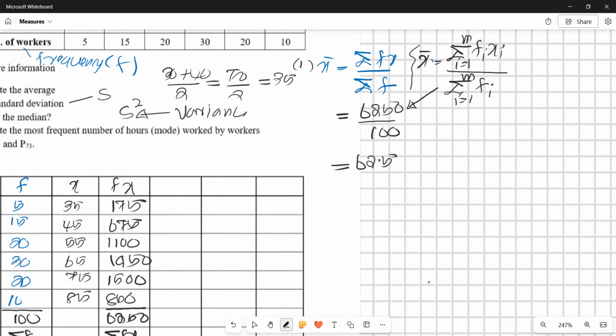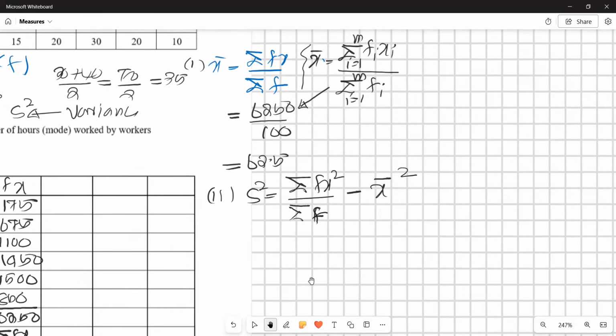But here, I am going to use this one, variance S squared equals sigma fx squared divided by sigma f, minus x bar squared. But this is for population. Some lecturers do it differently, using the sample variance. This is how they define it.